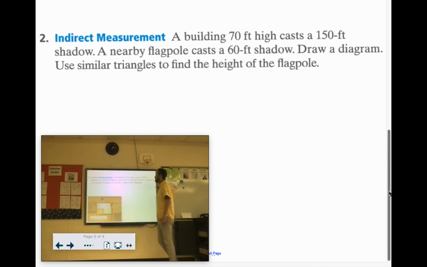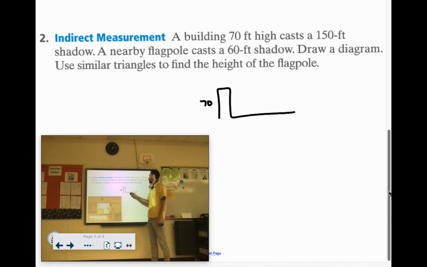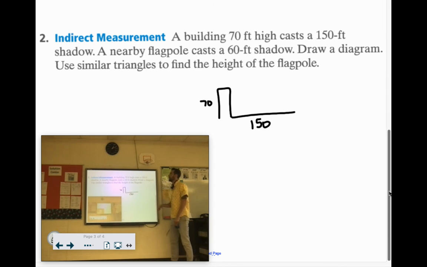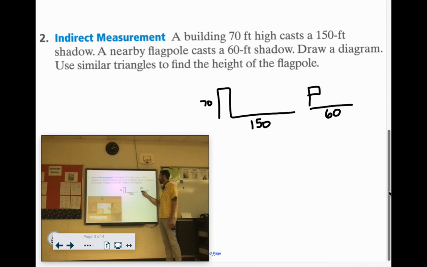A building 70 feet high has a 150-foot shadow. Let's draw that out. Here's our building, 70 feet, and its shadow is 150. I know these drawings are just incredible. A nearby flagpole casts a 60-foot shadow. What is the height of the flagpole? So let's call this x feet.